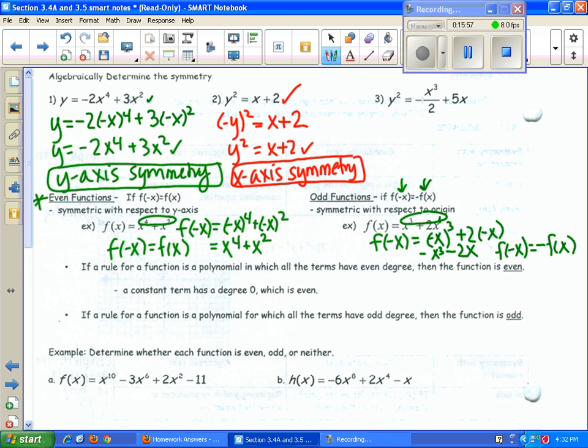And if I try to replace both x and y, then the same thing happens because that x is to an odd power. I would not get an equivalent equation back, therefore I know it cannot have origin symmetry.